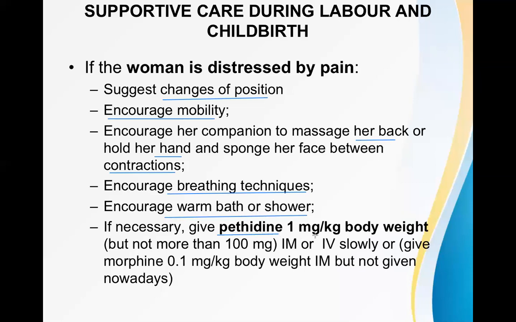So pethidine, 1 milligram per kg body weight, but we should not give more than 100 milligram. Can give it IM or IV. Okay. Or if pethidine is not there, we can go for morphine also. But remember, pethidine is always preferred over morphine at this time. Okay, now let's move on.